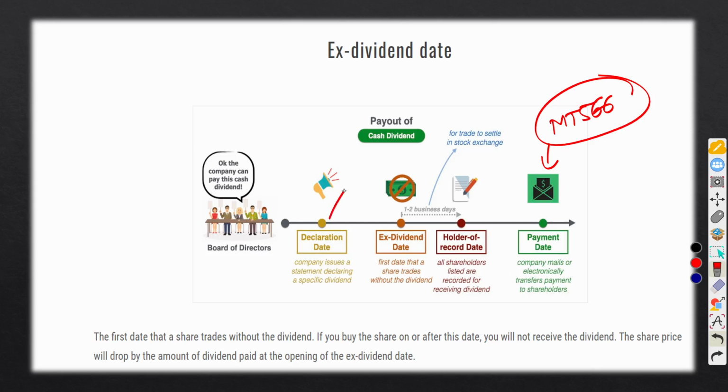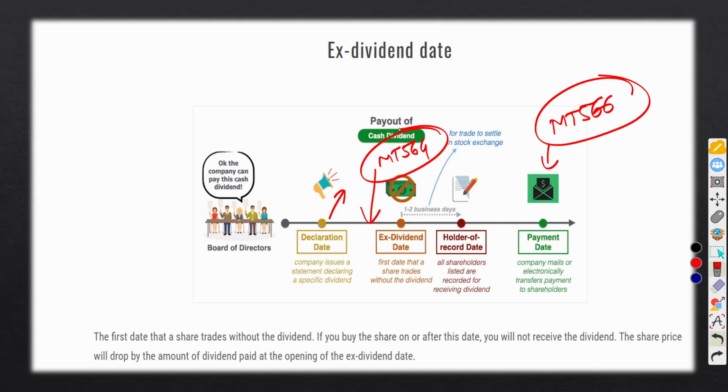On the declaration date, or maybe on the EID or ex date, the company issues an MT564, which provides confirmation of corporate action events, including beneficiary name, accounts, payment part, debit, credit, their instructions, additional information, and everything will be provided.